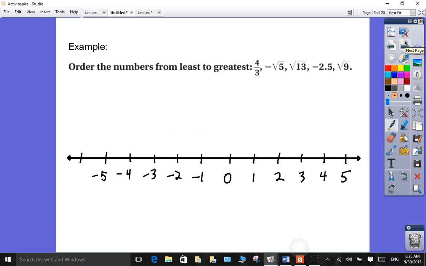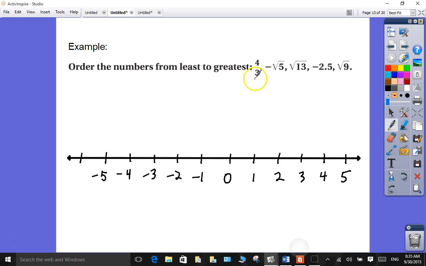So go ahead and try to order. We're going to order these numbers from greatest to least. How am I going to figure out where to place these? Yeah, we have to do some estimating here.